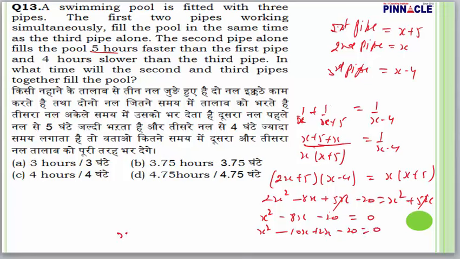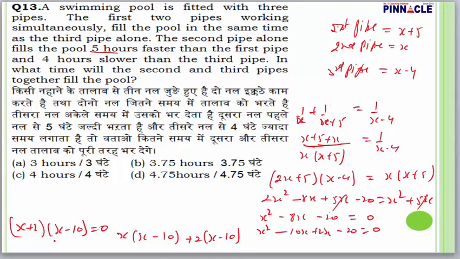Take x as common, then we will have x minus 10 and plus 2 times x minus 10. So you will have two factors, x plus 2 and x minus 10, equal to 0. So the value of x would be equal to 10, because it cannot be negative. So we found the value of x as 10.